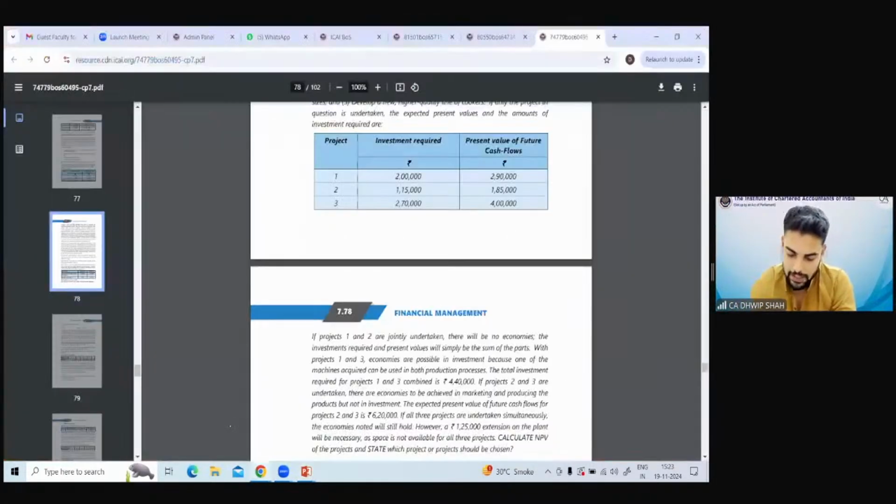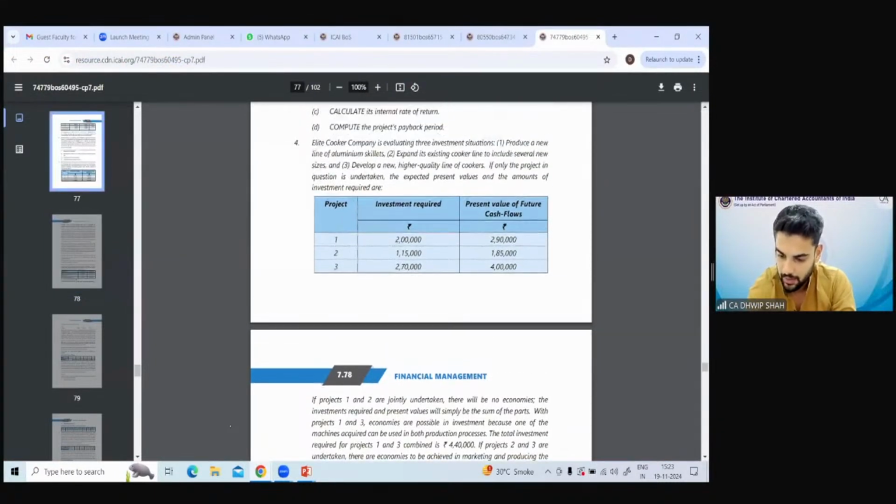Can we move to next question now? Does anyone have any doubt in this? Question was very simple. You just need to carefully understand the facts given in the question.